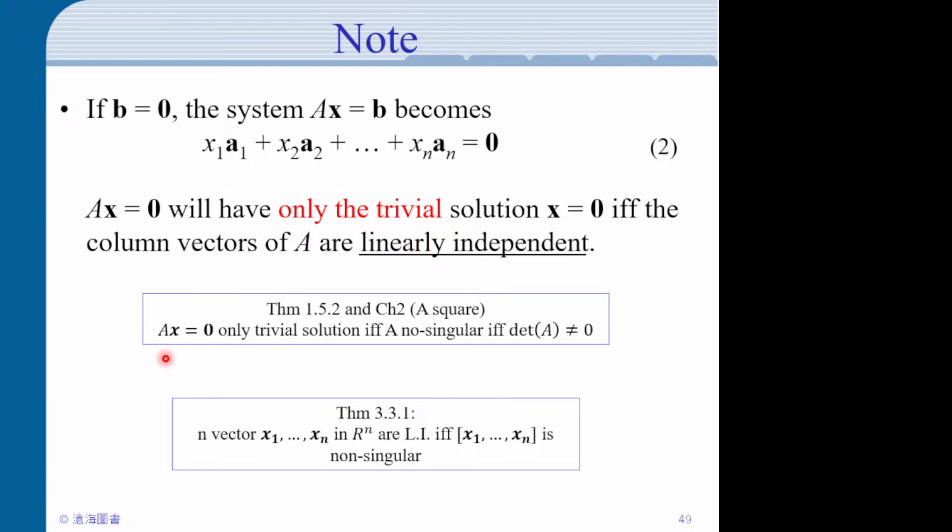You can compare this to our characterization in theorem 1.5.2 together with chapter 2. In 1.5.2, we were characterizing this for the square matrix A. So when we do that, A was an n by n matrix, the square matrix, and it only has a trivial solution if and only if A is non-singular.